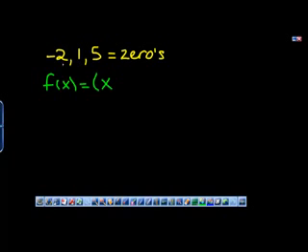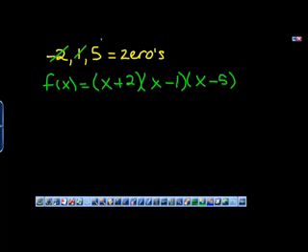I'm going to do x. What do I have to do to this -2 to make it 0? Add 2. And then to the 1, I need to take away 1 to make it 0. And then to the 5, I need to take away 5 to make it 0. Now you can see here that this is going to be third degree based on my 3 x's.